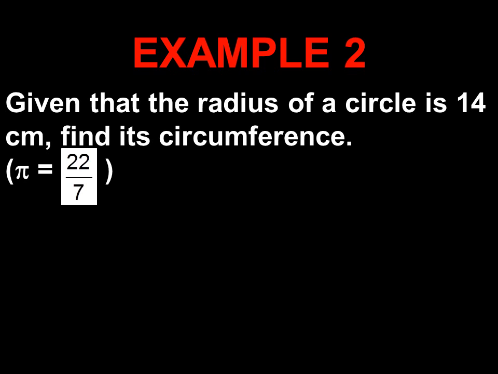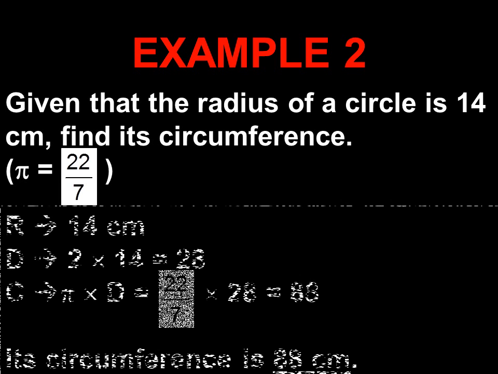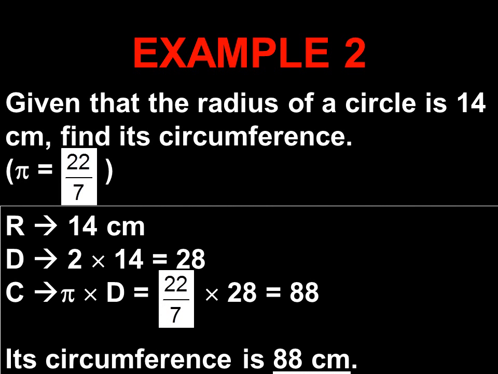In the next example, we are required to find the circumference of a circle of radius 14 cm. For this question, we are given an approximate value of pi, which is 22/7. Again, let's find the diameter first, which is twice the radius. To find the circumference, we multiply pi with the diameter. The answer is 88 cm.